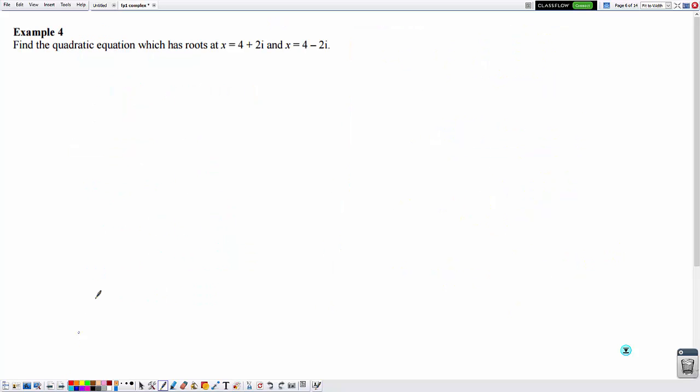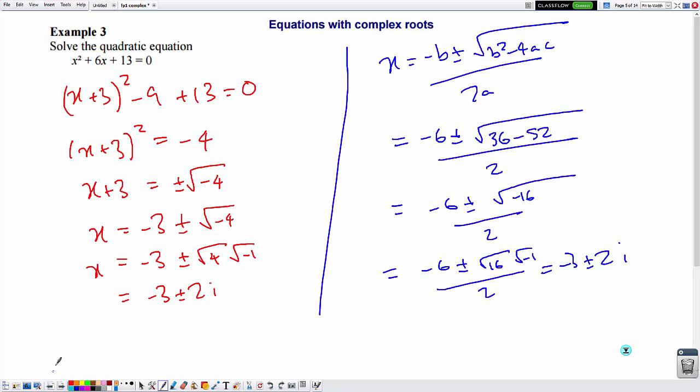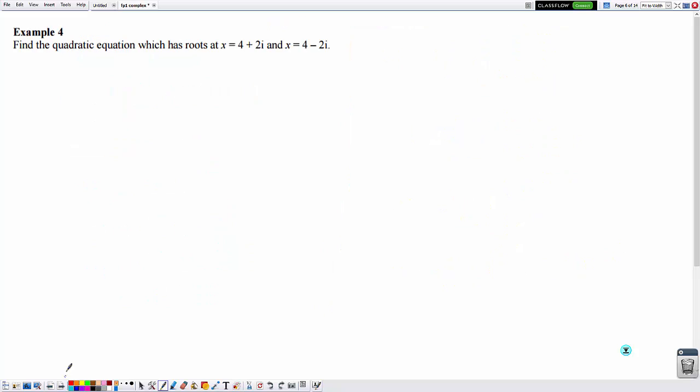Okay, example number 4. By the way, these are my two solutions. I've got a quadratic, I've solved it. Example number 4: find the quadratic equation whose roots are x equals 4 plus 2i and x equals 4 minus 2i. So there are two ways of doing this. One way is just using brackets and multiplying it out. The other way is using the sum of the roots and the product of the roots.